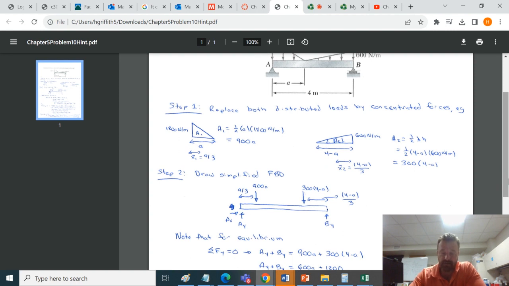So now we can draw a simplified free body diagram. Yes, it has some parameters in it. For example, the magnitude of this force is 900 times A. It's located at A over 3 because remember, for a triangle, it's 1/3 of the way along the base from the peak height. So this is A wide, so it's going to be A over 3 from the leftmost side. For this triangle, it's going to be the base, which is 4 minus A, divided by 3 from the left-hand side.